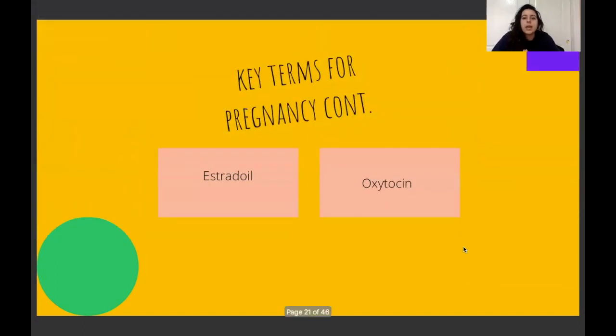Okay, awesome. Key terms for pregnancy. I guess these are not so much key terms, but key hormones. So estradiol and oxytocin. For example, if your doctor is trying to induce contractions, which of these hormones do you think they are going to give you in order to help induce that?